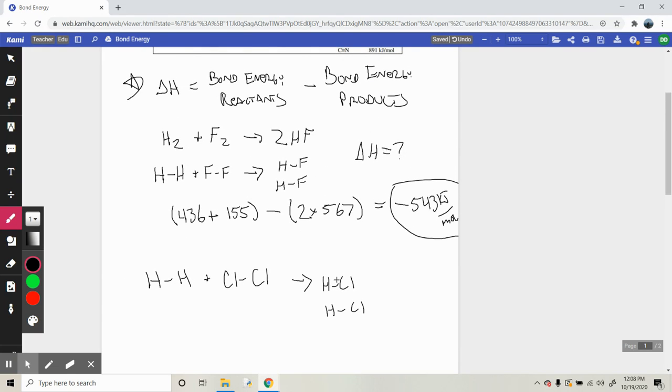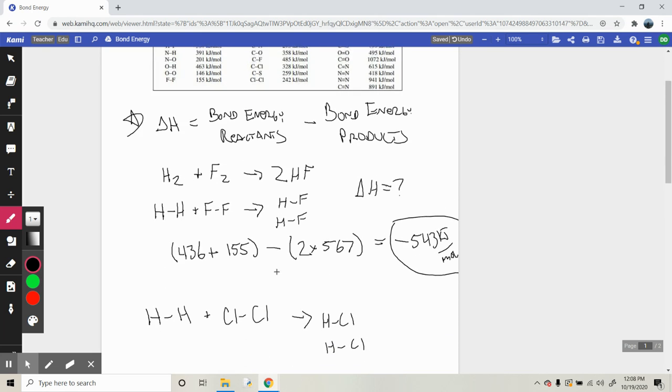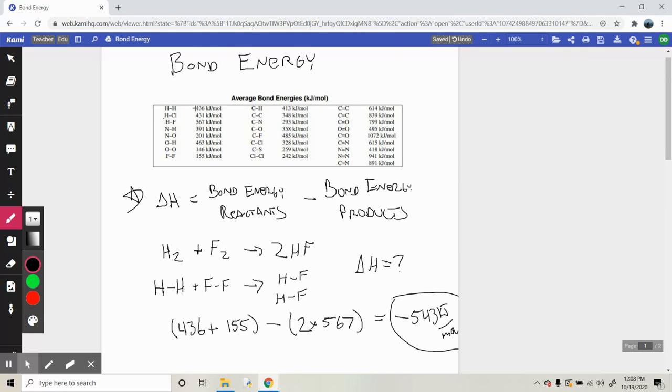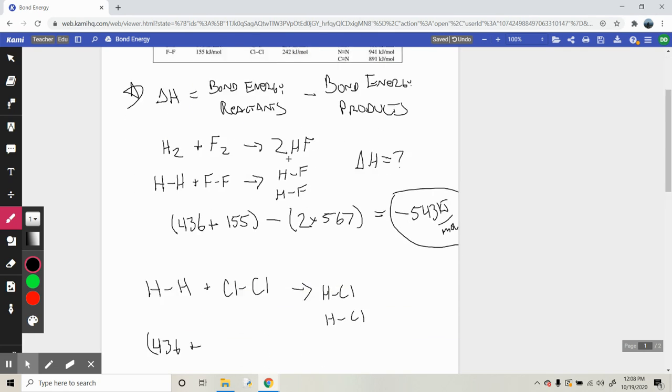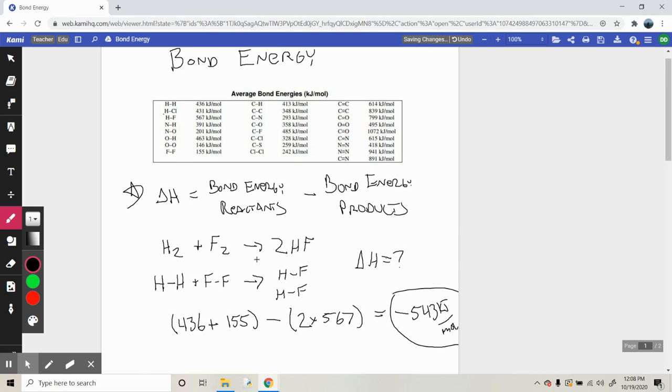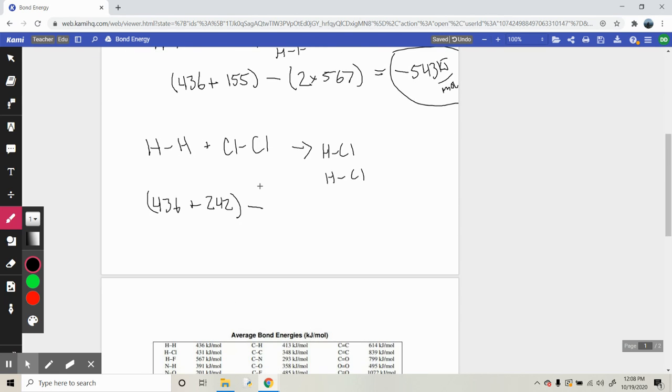Okay, so let's look at our bond energies. Remember, it's reactants minus products for this one. The only one that you'll see where it's reactants minus products. H to H is 436. Our other reactant is Cl to Cl, which is 242. Subtract our products, HCl, which is 431, but we got two of them. So we do 2 times 431.